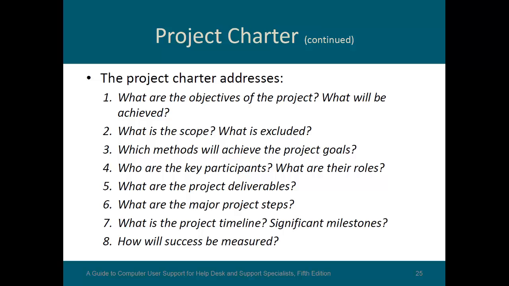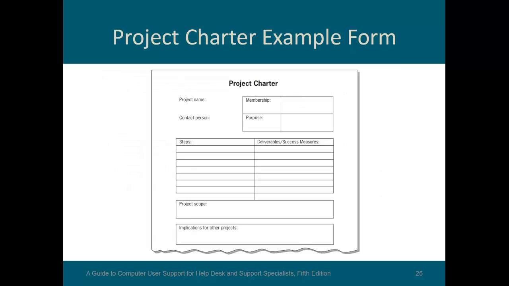What are the major project steps? What is the project timeline and how will success be measured? Is success measured by the company using the product? Is success measured by the company saving money or the employees being happy? There are all different ways to measure success, and more than one that you could decide is important. So here's an example form of a project charter. You could download one from the internet, and there are all different kinds of formats. There's even some that work with Microsoft Word.